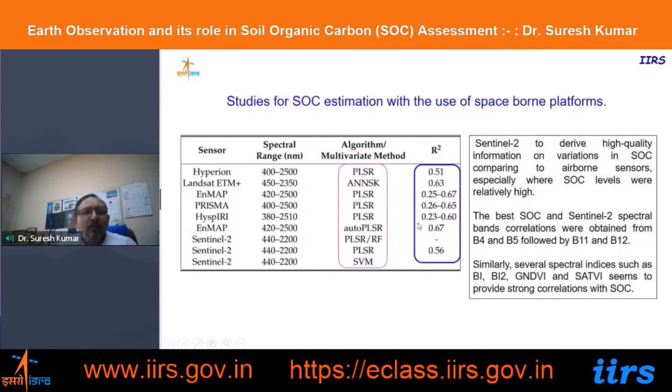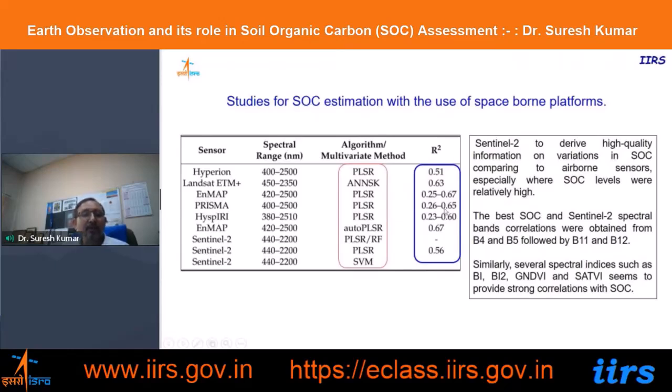If we see what studies show, various researchers have used remote sensing data for mapping soil organic carbon. You see Hyperion, Landsat, EnMAP, PRISMA, Sentinel-2, the various satellite sensors they have used, along with the statistical methods I showed earlier. PLSR, partial least square regression analysis, is most commonly used in soil organic carbon mapping, along with support vector machine. But it has been found that the R square, the correlation coefficient between the reflectance characteristics of the soil and the organic carbon content, was not more than 0.6. So still we are not getting a very high correlation coefficient.